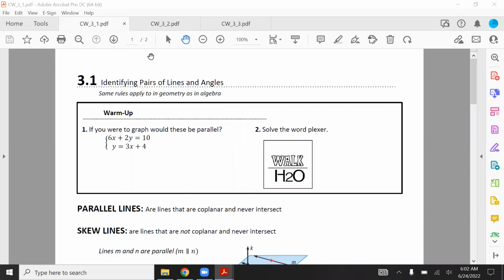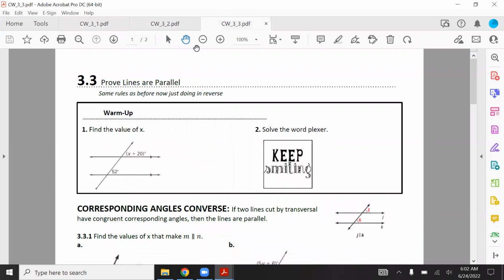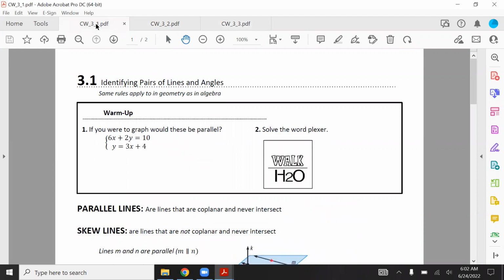So actually, we're going to be doing three sections today like we've done in the past few class meetings. Our plan is to cover three sections like we usually do. Today's focus is going to be on parallel lines. You can see 3.2 talks about using parallel lines and something called transversals. 3.3 is talking about proving lines are parallel.